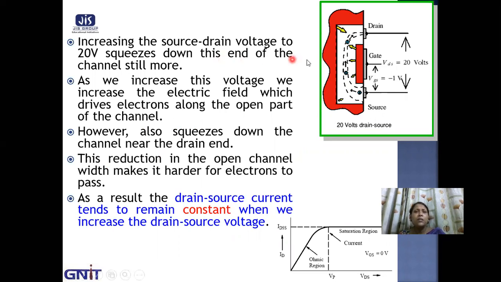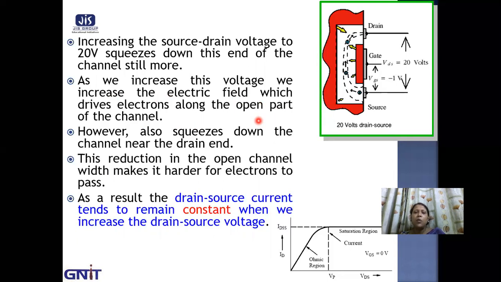So increasing the source drain voltage to 20 volt squeezes down this end of the channel still more. So the reason is clear, I hope. As we increase this voltage, we increase the electric field which drives electrons along the open part of the channel. However, it also squeezes down the channel near the drain end.